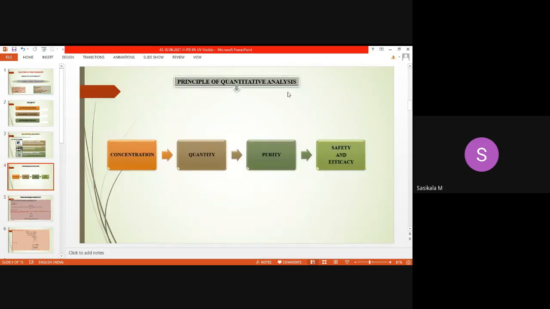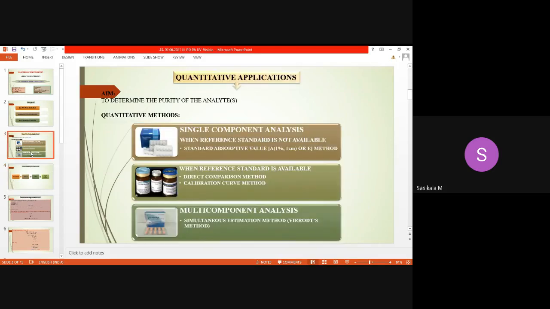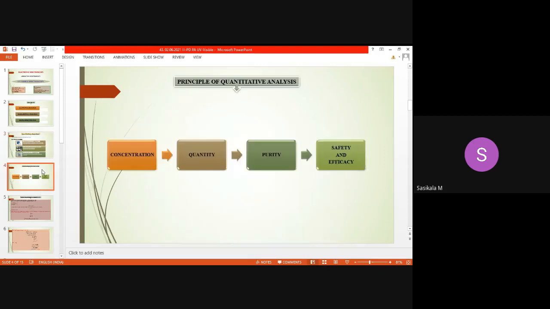Before that, the principle of quantitative analysis is something you should understand: we will first be determining concentration. So from the analysis, from where you will be taking the sample, what kind of sample you will be making.